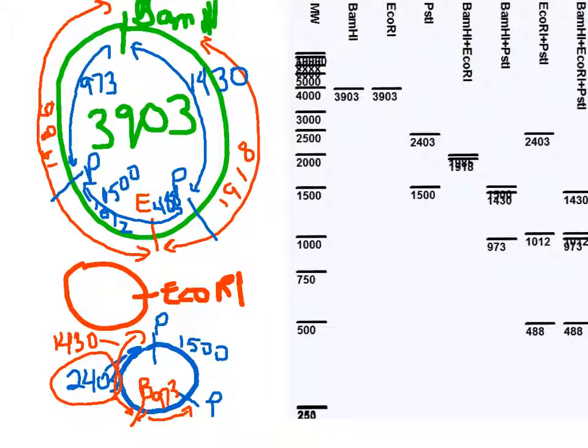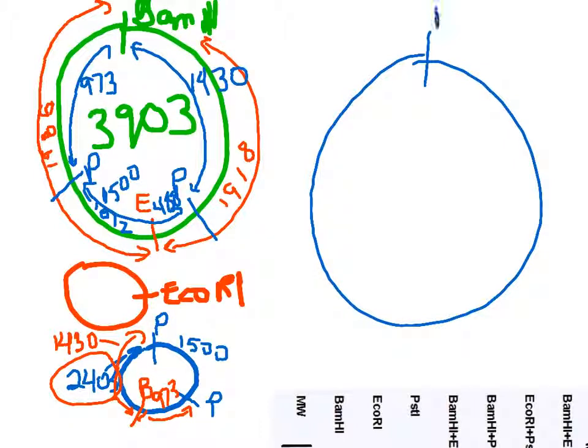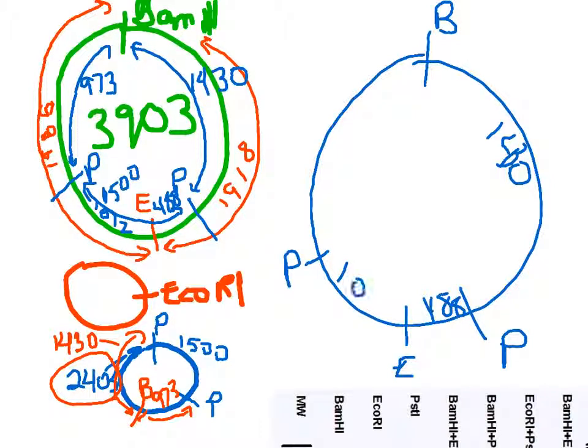And just to make it pretty, get this out of the way, and I'll draw it again. All pretty nice. So our BamH1 is here. We have a fairly large fragment of 1430, and then we have our first PST site, and then there's an ECO site and a fragment of 488, and then another PST site, 1012, and then between BAM and PST we have 973. And so there's our map.